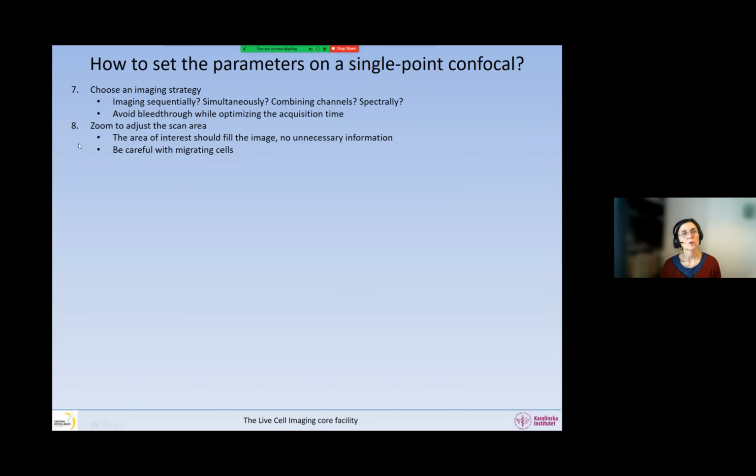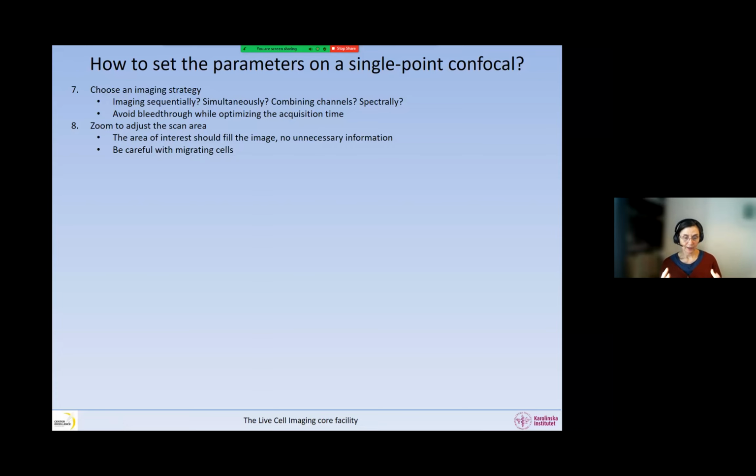Okay, so we can just zoom, and how do you adjust the zoom? Basically, the area of interest should fill the image. Do not have a small object in the middle of the image and then a lot of black around. If you have this type of image, you need to adjust the zoom so that the area of interest in your sample fills completely the field of view, okay? Because acquiring black images, black pixels, is totally unnecessary. It takes time. It fills up your computer.